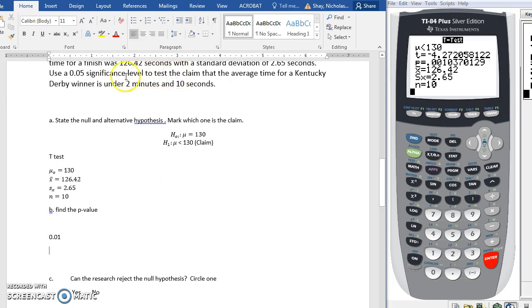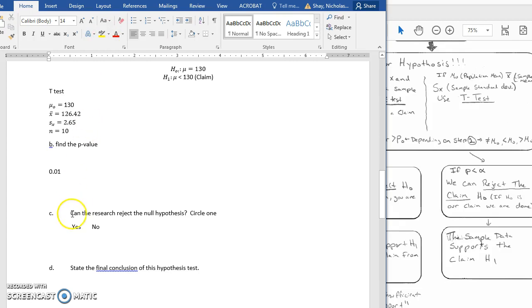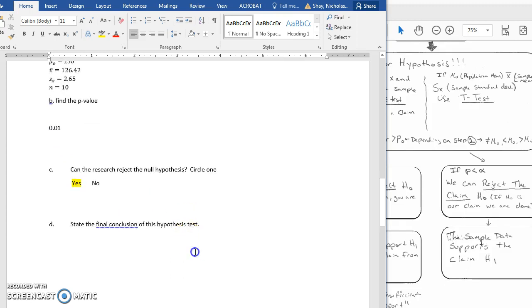It says use a 0.05 significance level. So is our p-value smaller than or larger than this value? In this case, this p-value is less than our significance level. So when I go over here, the p is less than alpha, so what that says is we can reject the null hypothesis. Can we reject the whole null hypothesis? We would say yes, because the p is less than our significance level. This number is smaller than 0.05.